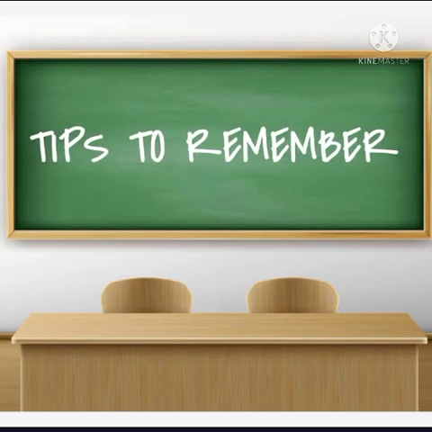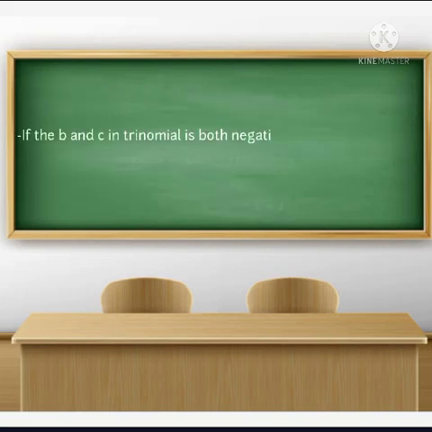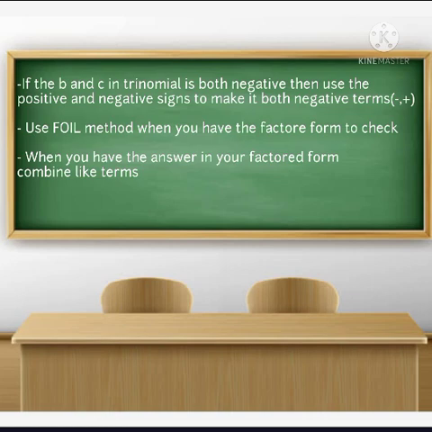Tips to remember. First, if the trinomial is all positive, then the factored form is both positive. Second, if the trinomial has different signs, use the negative sign to make the two terms have different signs. Third, if the b and c of the trinomial are both negative, then use the positive and negative signs to make both terms negative. Fourth, use the FOIL method when you have the factored form to check. And lastly, when you have the answer in your factored form, combine like terms.